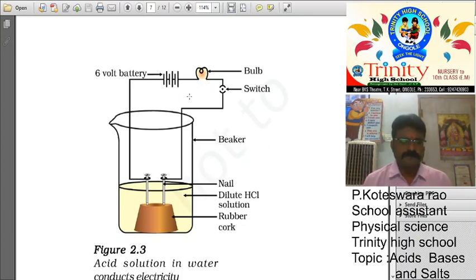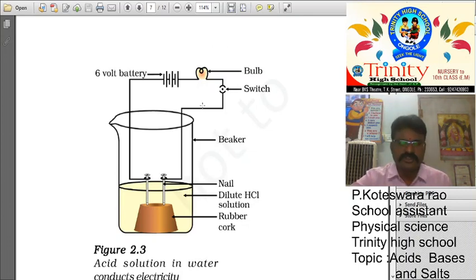Glucose solution, alcohol solution, HCl solution, H2SO4 solution. First of all, we want to take the glucose solution, because we already took glucose first. So we pour the glucose solution here and switch on. Then what happened? What is your observation?